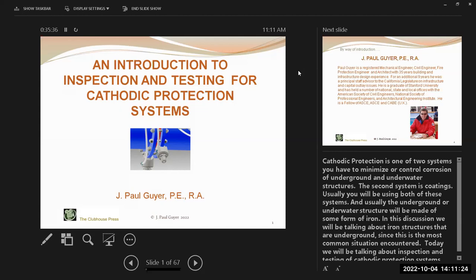And so the purpose of inspection and testing is to assure that your system is functioning properly, and that your anodes are still functioning properly, because they can deteriorate in the ground. So the cathodic protection systems need to be checked probably around once every 2 to 4 years to make sure that they are operating properly.